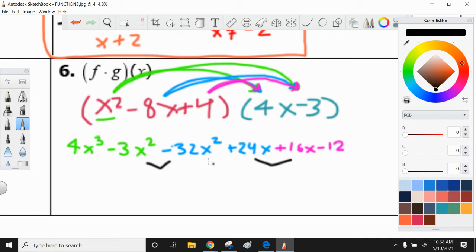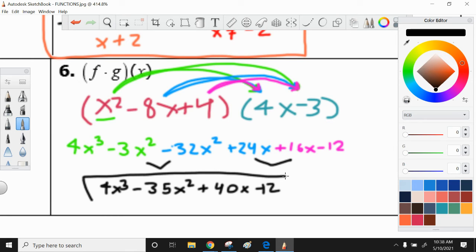Because we've got these 2 bits that can be added together. 4x cubed, negative 3x squared, negative 32x squared would be negative 35. 24 and 16 makes 40. And minus 12. There you go. So maybe the most difficult thing that we've done today is multiply a trinomial times a binomial. Maybe the most difficult thing we've done.